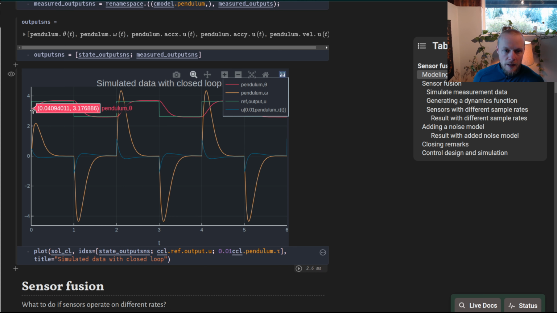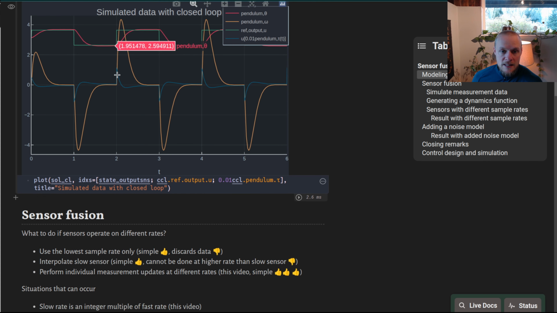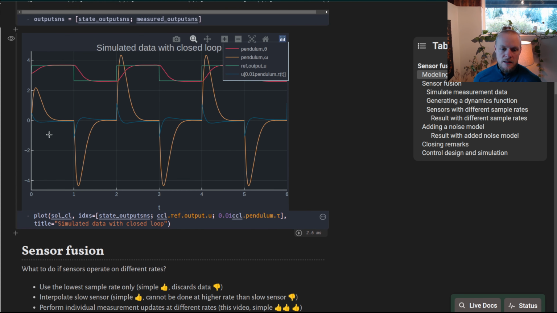But here we have the angle in red. It goes up and down, follows some square wave reference. We have the angular velocity in orange or yellow, and then we have the control input here in dark blue. It's a bit hard to see, sorry. So some version of this data will be used for the filtering, but this is clean, pristine data without any noise and so on. To make this example interesting, we will corrupt this quite heavily with measurement noise and subsample some of the signals.